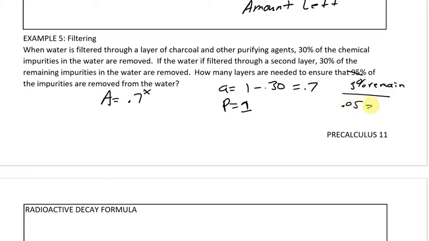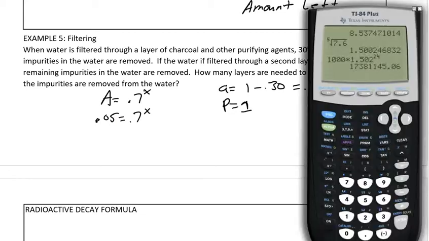And we're going to go into here and graph this. It's going to be 0.05 and 0.7 to the x power. I'm going to change my window here. I'm going to go from 0 to 1 for y min and y max because 0.05 is pretty small, and then from 0 to 10 on the x. Let's see if they intersect here, and sure enough they do.